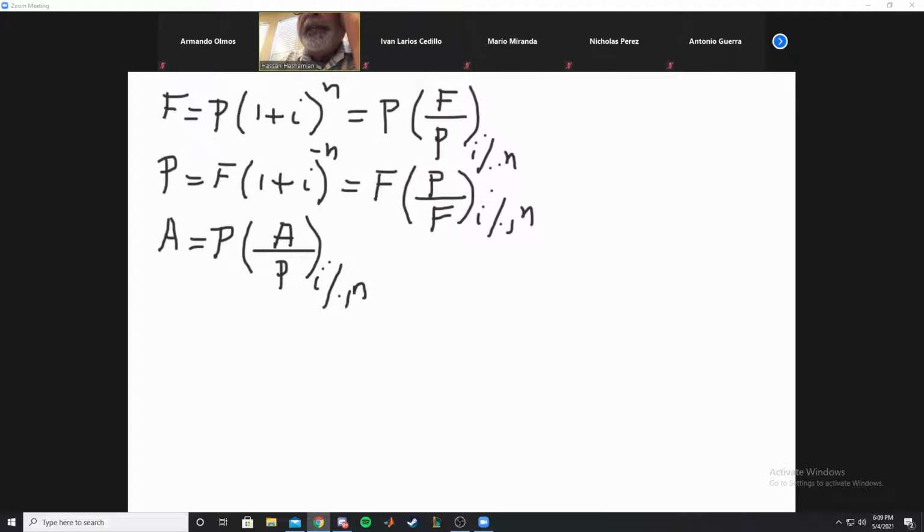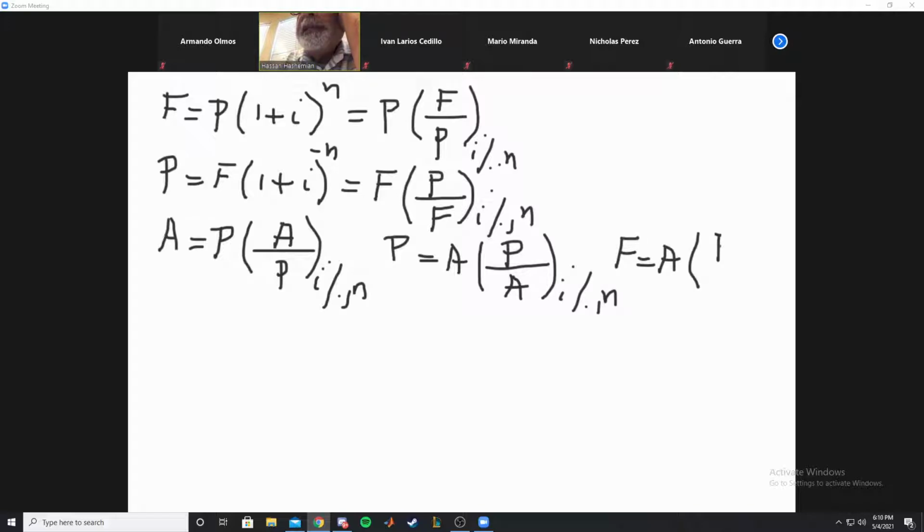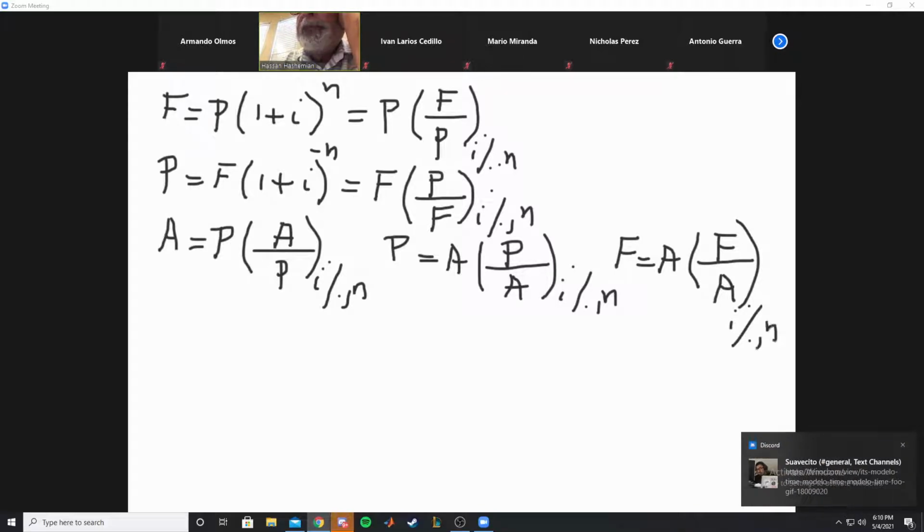If you want to get the P and we have the A, we multiply by P over A at I% and N period. And if you want to get the F, for instance, we do the same thing, F over A. So we can always create your own formula by multiplying by those parentheses, where you get those parentheses from the interest table, or you could use formulas that are available.